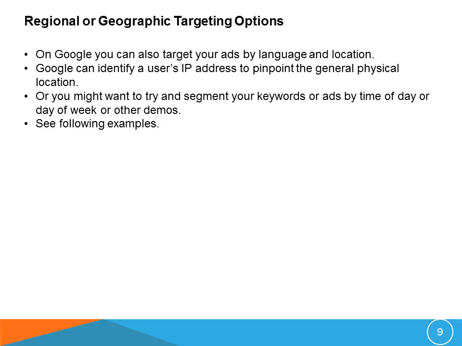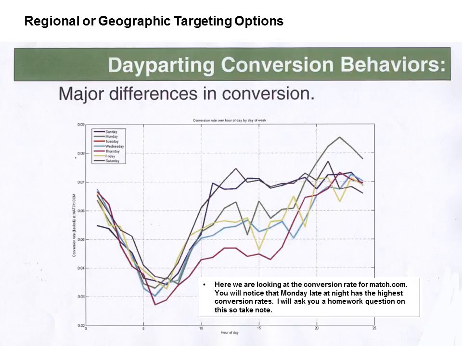On Google, when you go into AdWords, again, you can target your ads by language and location. You can also identify the user's IP address to pinpoint general physical location. You can also daypart. So again, you can have your ads triggered only at certain times a day, days a week. You could also change your pricing, how much you're willing to pay, by time of day and day of week. Here's a great little example of why you might want to daypart. So this is a Match.com conversion report.